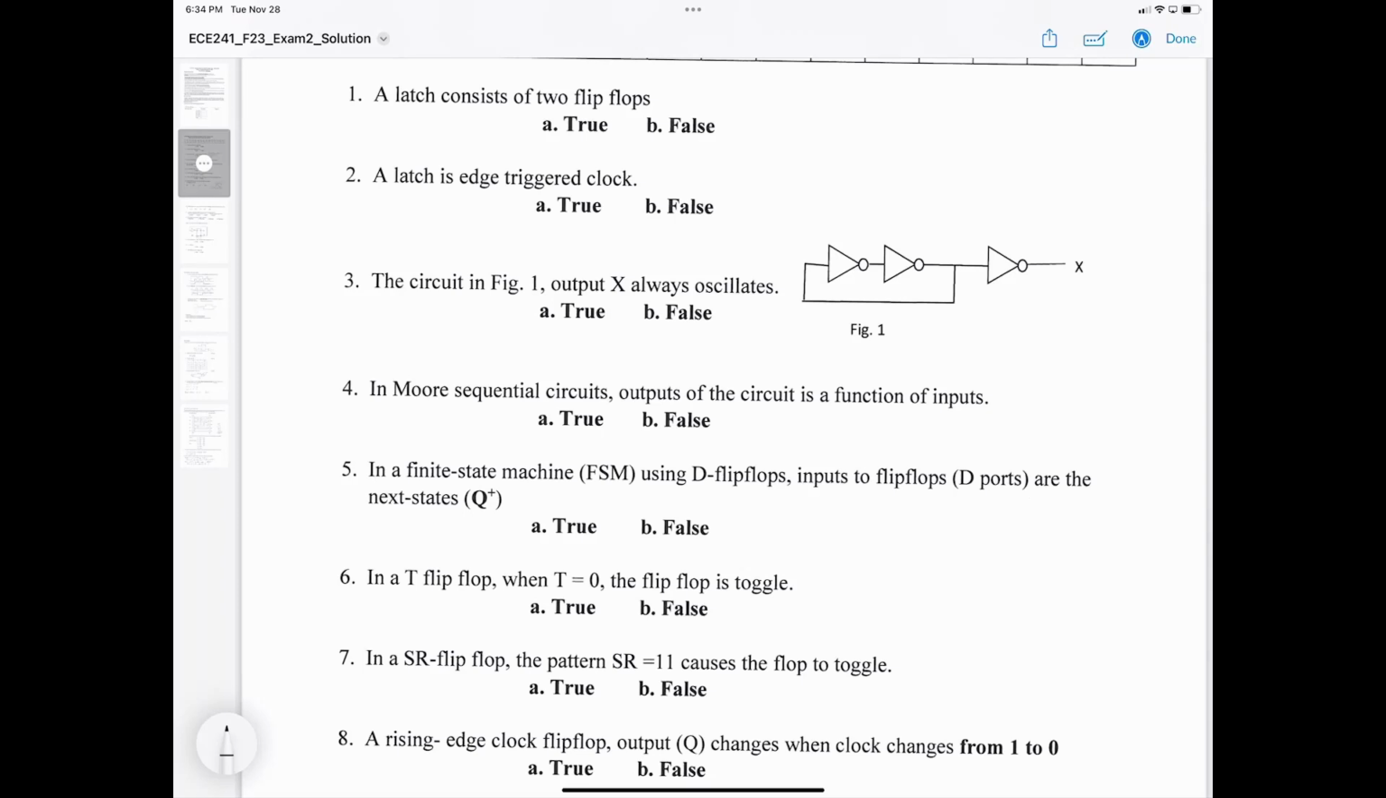Does a latch consist of two flip-flops? No. A flip-flop consists of two latches. A latch is edge-triggered clock.